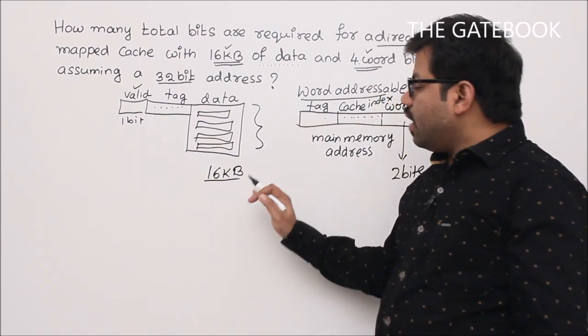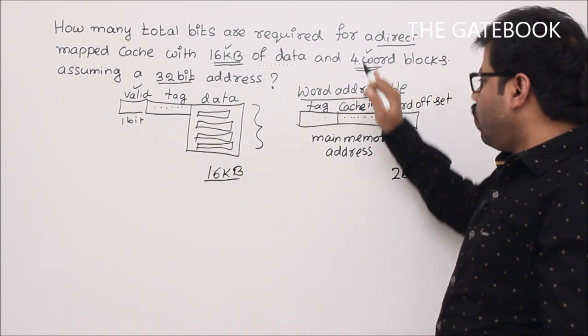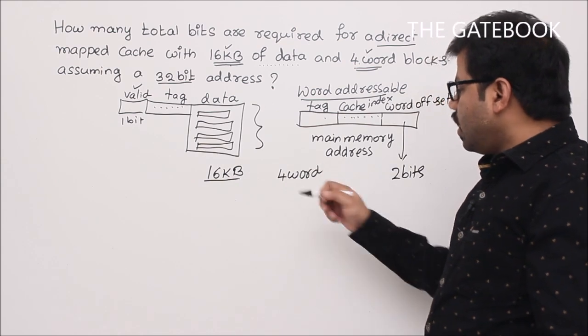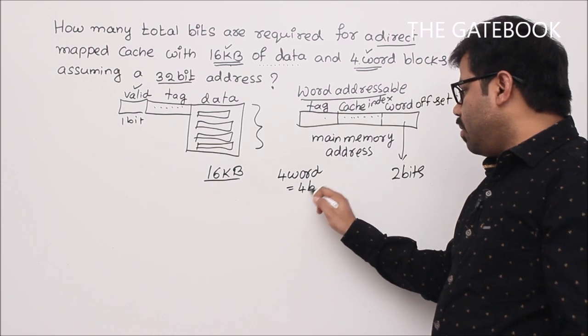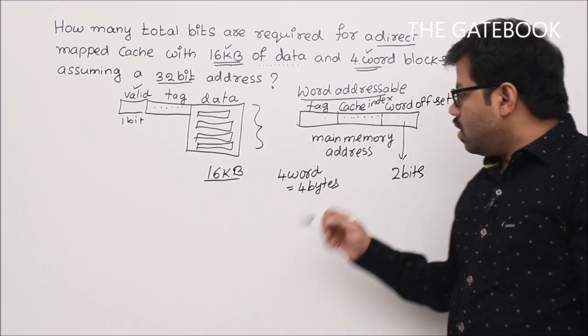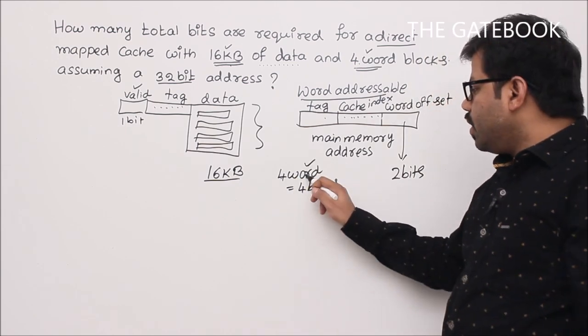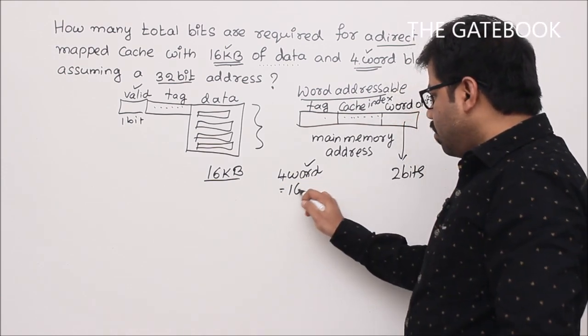So in each block, how many words are we writing? 4 words. Remember it, 4 words. In this problem, generally if nothing is mentioned, we have to take the word size as 4 bytes, remember it, because the majority of modern architectures have a word size of 4 bytes. So 4 words means what? Each word is 4 bytes, so 4 words means 16 bytes.